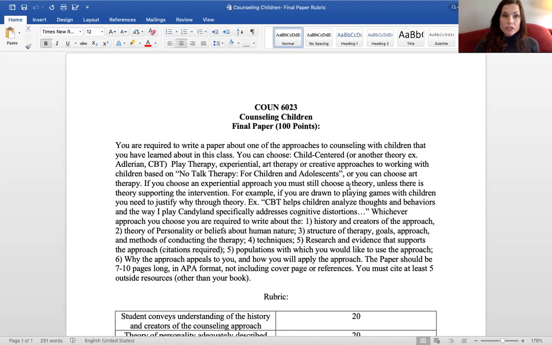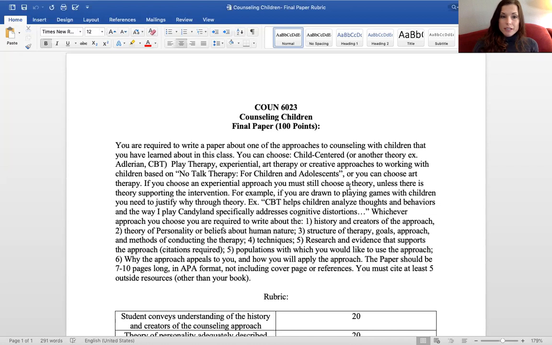But whatever approach you choose, you're required to write about the history and creators of the approach, the theory of personality or beliefs about human nature that's connected to that approach, or choose a different theory and apply it to that approach. Structure of therapy, goals, approach, and methods of conducting the therapy, techniques, and then research and evidence that supports the approach. And citations are required. And then populations with which you would like to use the approach, and why the approach appeals to you and how you will apply the approach.